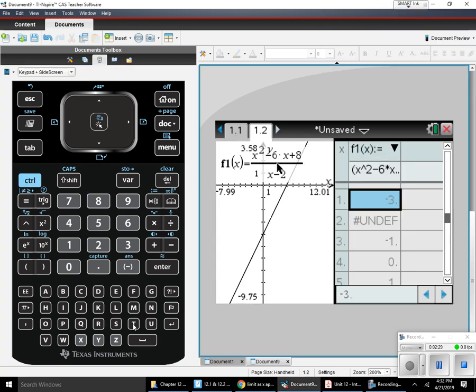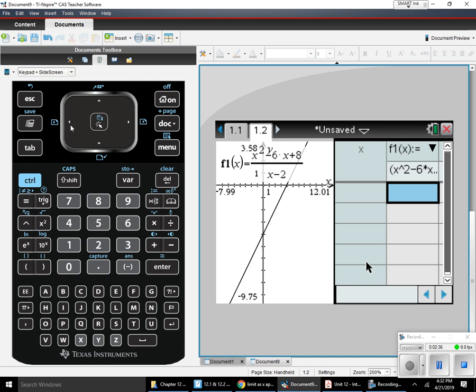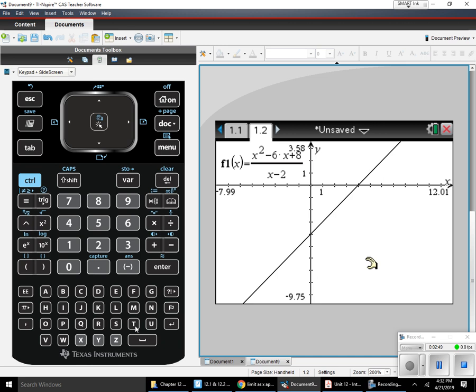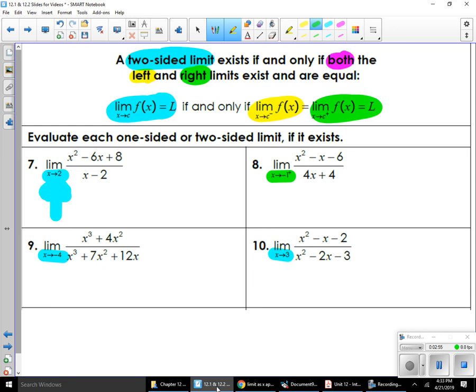Again, the tables are a bit cumbersome because you have to go ahead and set them to be ask instead of auto. And then you'd have to do like 1.997, 1.998, 1.999 to see that it's approaching the value -2. But again, if you can see it clearly on the graph without the table, I recommend avoiding the table. So this graph approaches -2. That is a two-sided limit because it happens both on the left and on the right.